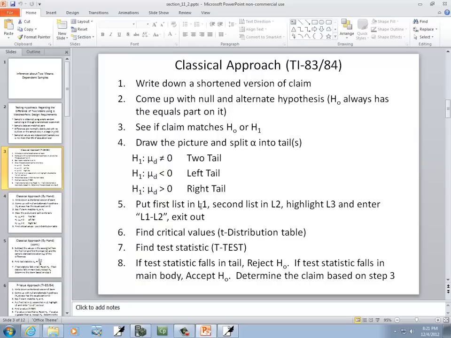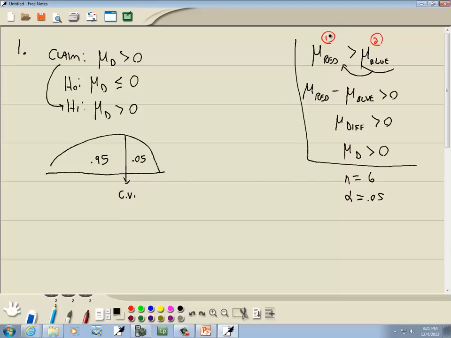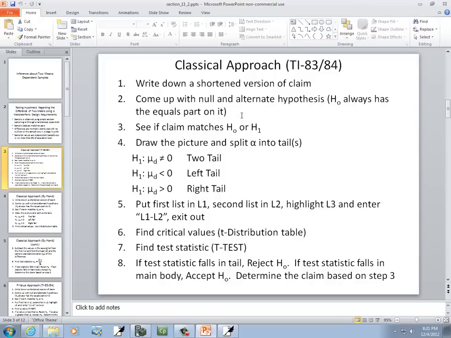Okay, it says put first list in L1, second list in L2. Highlight L3 and enter L1 minus L2. Now when it says first list, we're talking about our first population, which is the red, because we put red first here. Now if blue was first, like if I put blue here and then red over here, this would have changed to a less than. Then whichever one we put first is where we're going to put in at L1. So let me go back down to my data.